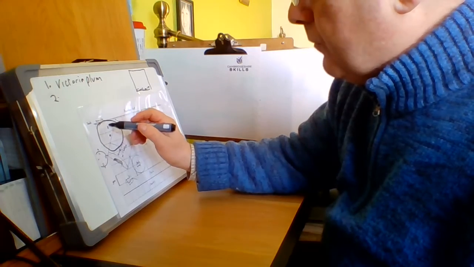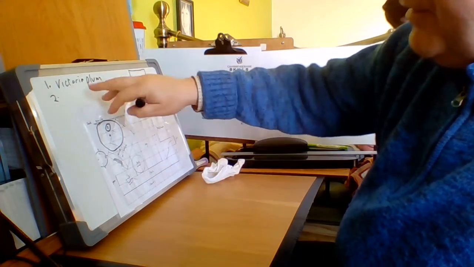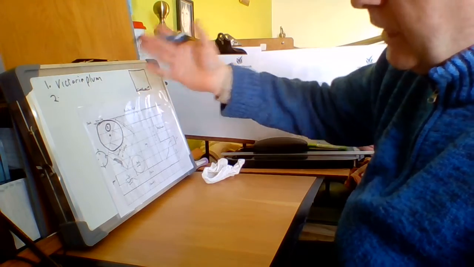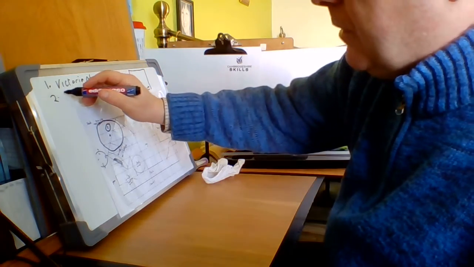And then I'd put a number 1 on that, and that corresponds to my plant list that says Victoria plum. And on that plant list, I'll have the height and the spread, so I know exactly where I am with it. Let me give you another example.